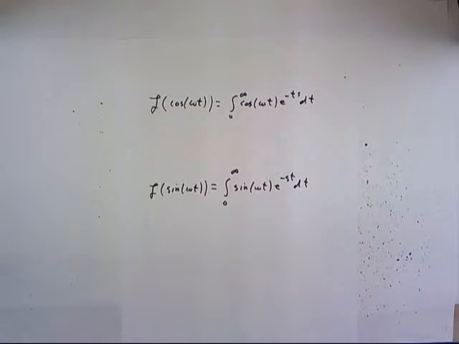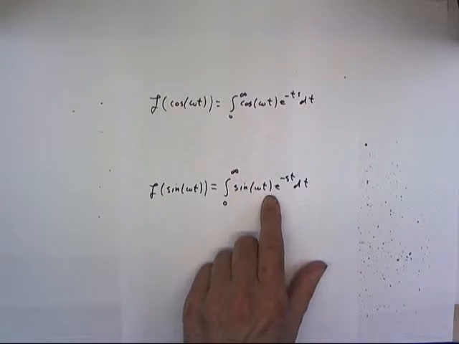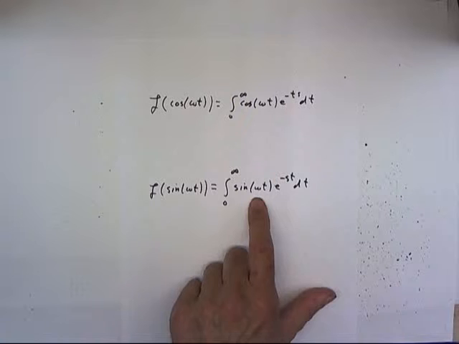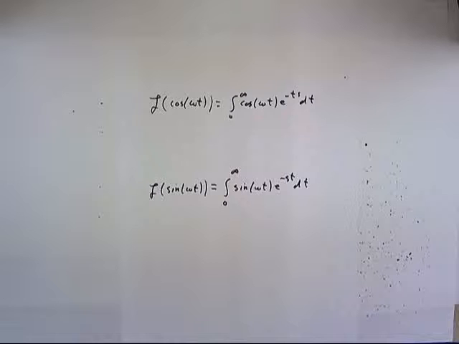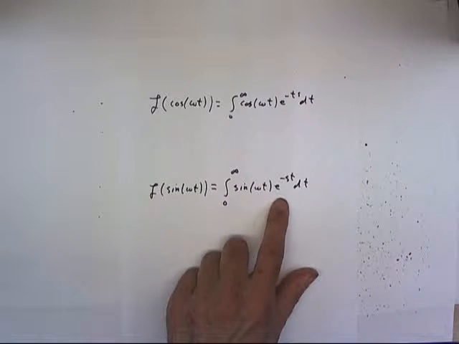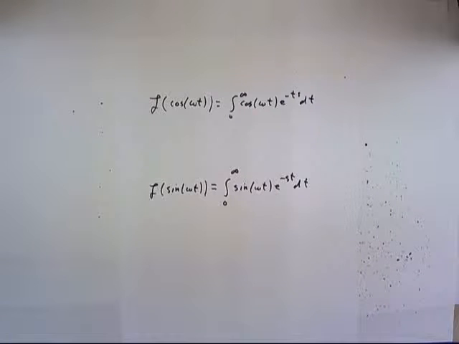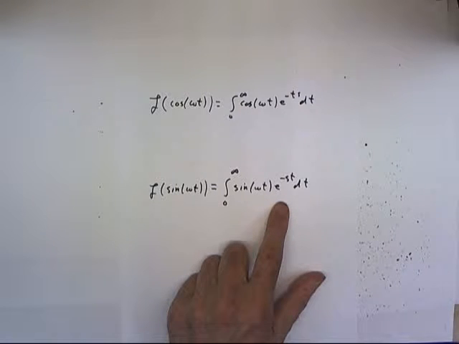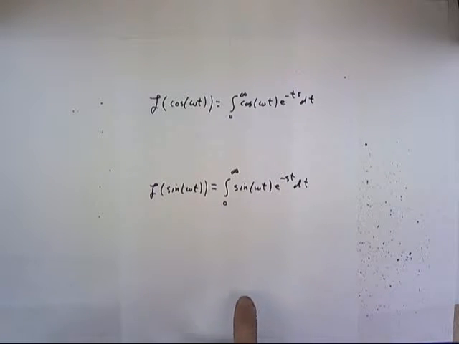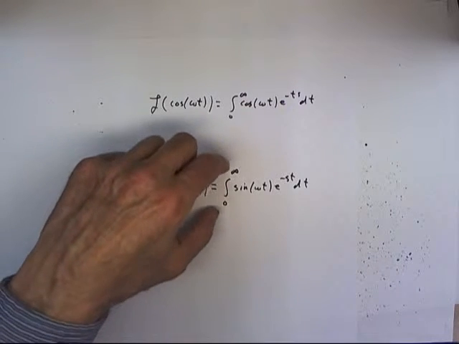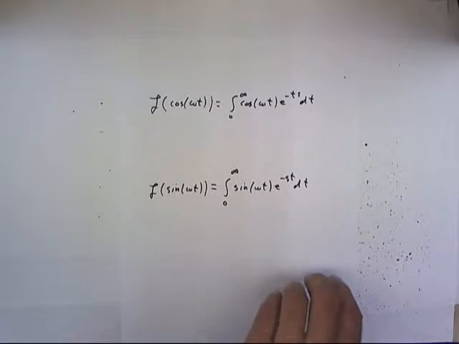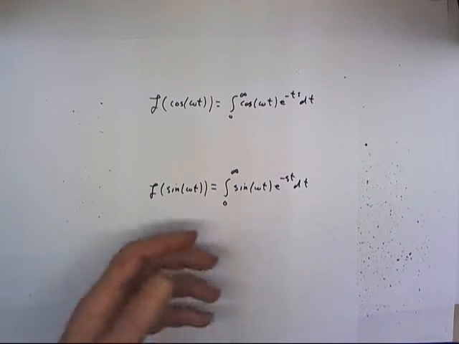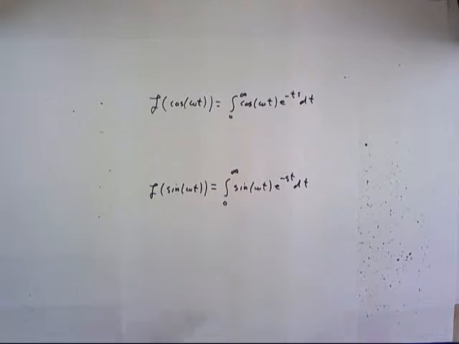Now, this is another familiar type of integral. Of course, the definition of the Laplace transform leads us to the integral of sine omega t e to the negative st dt. You should recall that this integral can be done in various ways, but usually by two applications of integration by parts, which leads you to an integral involving sine omega t e to the negative st on one side, and a constant times that integral on the other side.